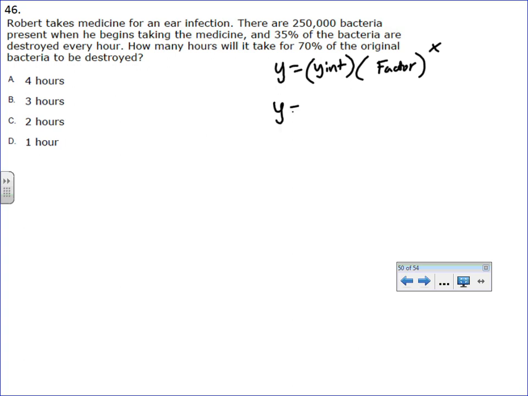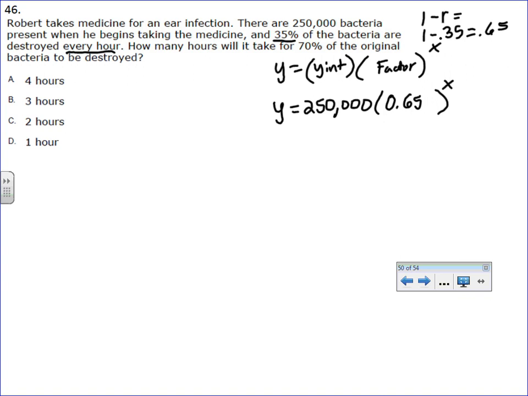Well, my starting amount is 250,000 bacteria, and 35% is being destroyed every hour. So that's decay. And it's always what? 1 minus my rate if it's decay, or 1 plus my rate if it's growth. Since this is decay, it's 1 minus 0.35, which gives me 0.65. So 35% is leaving every hour, and 65% is staying.